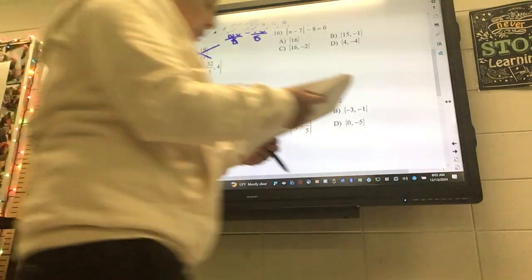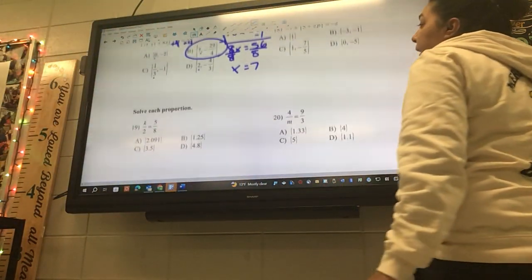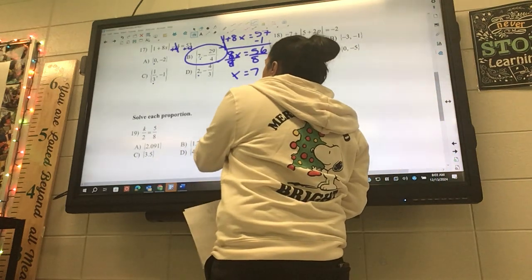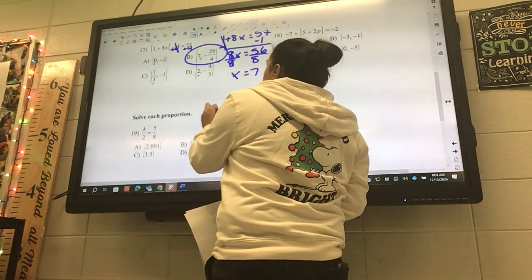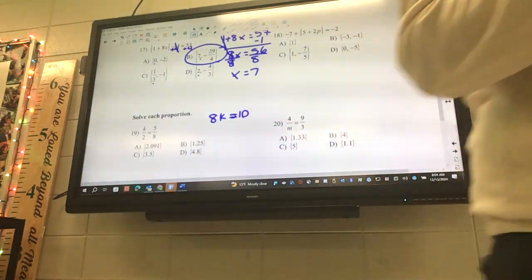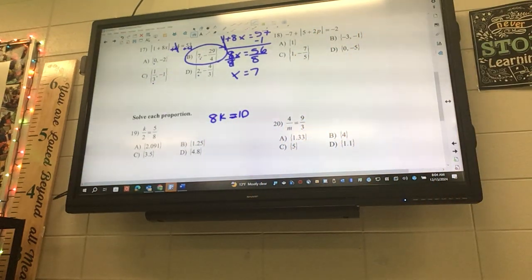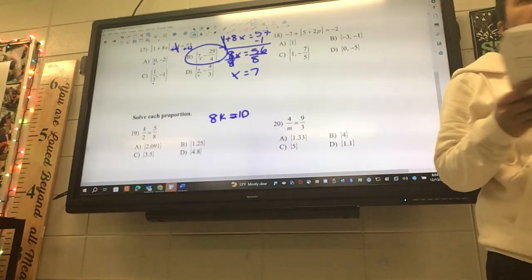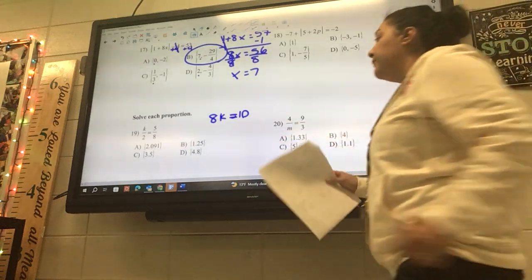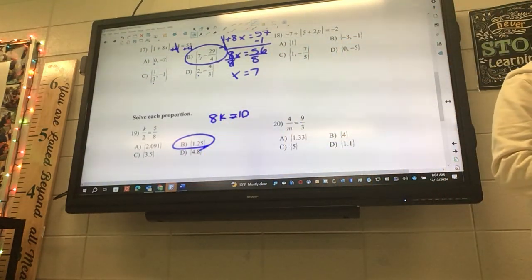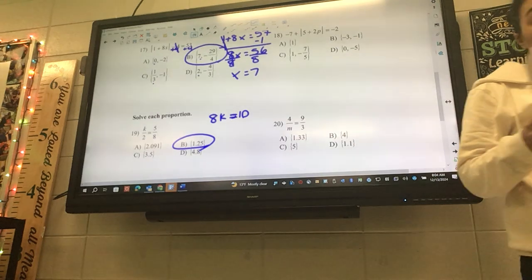Okay, 19 is proportion, so cross multiply and divide. Okay, so 5 times 2 is gonna be 10, 8 times k is 8k. Okay, then what would need done? Divide by 8. What is 10 divided by 8? 1.25? What button do you have to push if you get a fraction? S-D, okay?